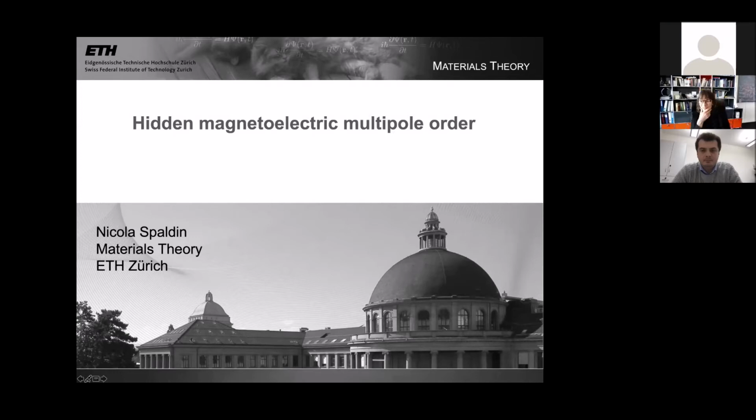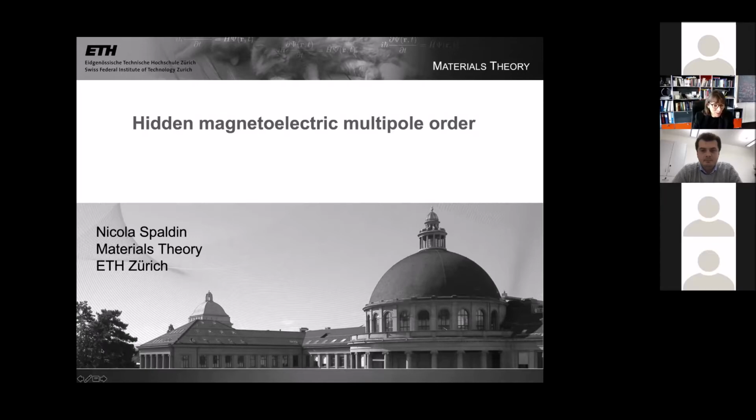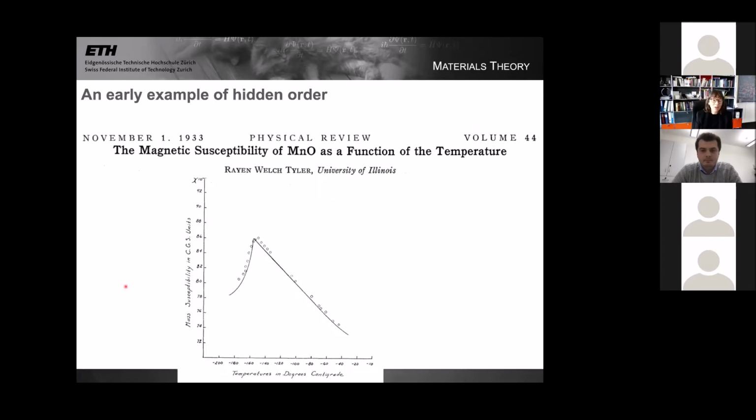I decided my title was a bit ambitious, so I'm going to focus on one particular kind of hidden order, hidden magnetoelectric multipolar order, rather than 4 different types as they originally advertised, so I apologize for that. So let me start with a historical example of hidden order in magnetism for the sake of the students. I picked one that I think you'll all be familiar with.